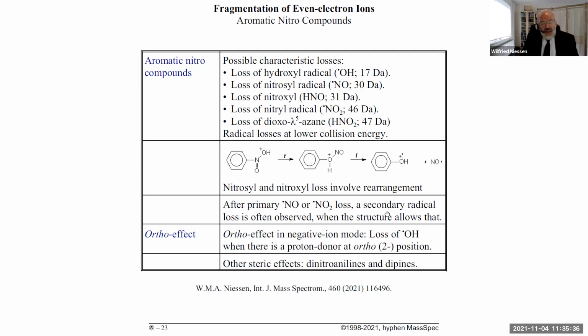Also, if you look into the fragmentation of aromatic nitro compounds with substituents in the 2 position, you can, especially in negative ion mode, see ortho effects, which allow you to see losses of hydroxyl radicals, and in positive ion mode, sometimes losses of H2O, and that's when the group in the 2 position is actually a proton donor.